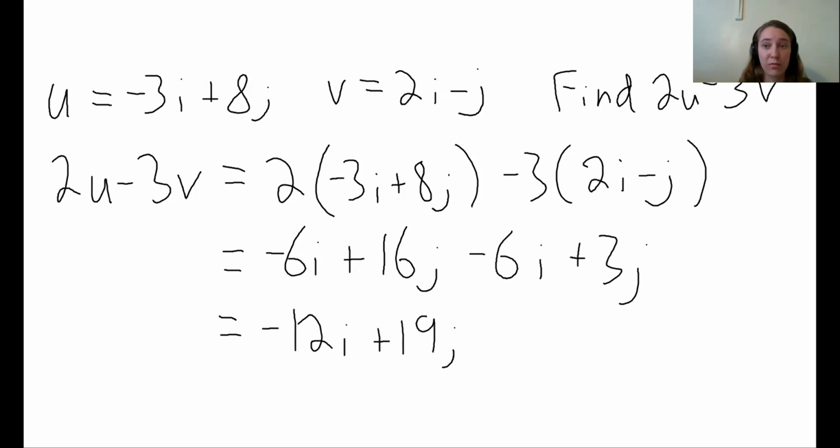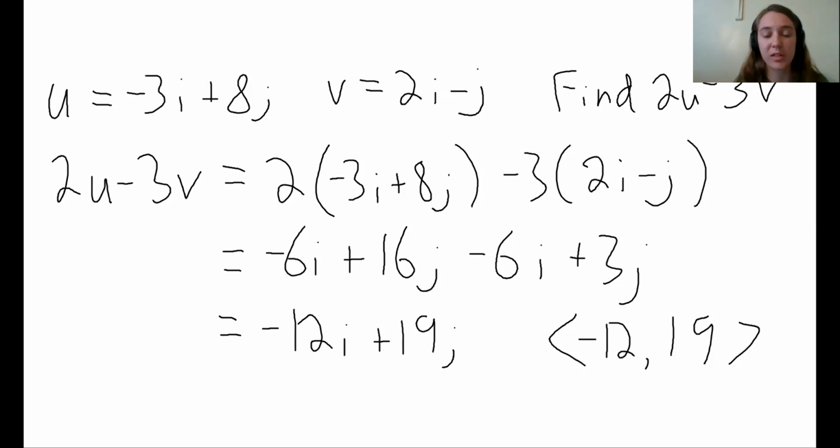And that's your answer. If you want to, you can then convert it to component form. That would just be negative 12, 19. So your vector operations can be done in whichever way you want, whether in linear combination form, like here, or in component form that you already learned. Both ways work and will result in the same answer.